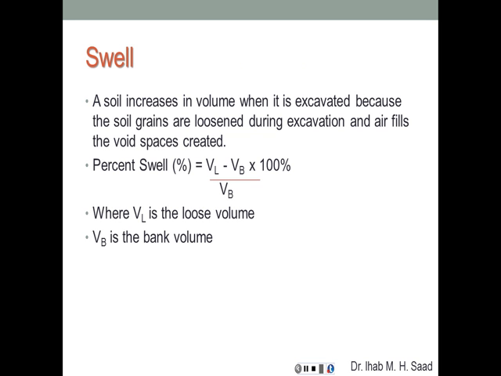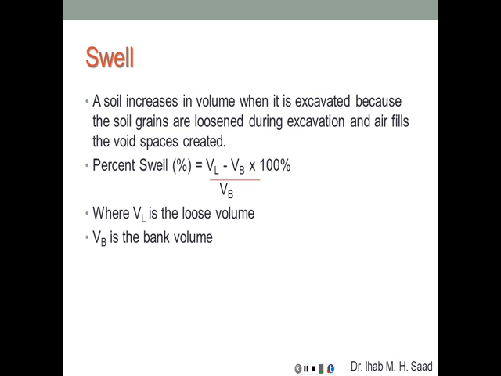The percent swell is going to be equal to the loose volume minus the bank volume, divided by the bank volume, times 100%. So we say, for example, that the swell factor for the soil is 25%, or 15%, or 5%. It's based on the difference between the loose volume and the bank volume, which is just the amount of swell, divided by the bank volume multiplied by 100%.